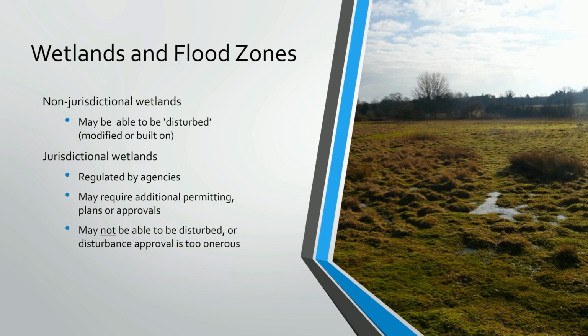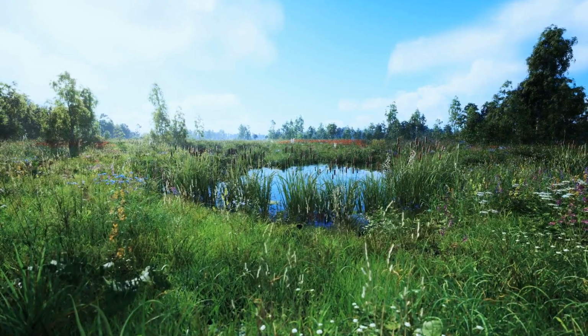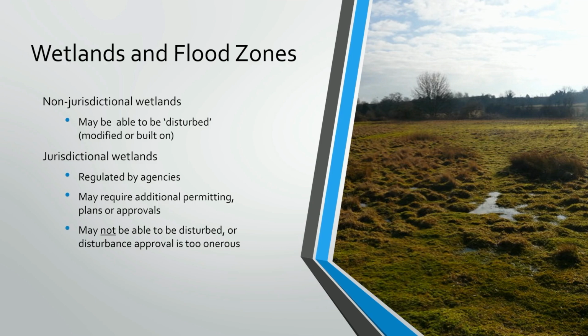Jurisdictional wetlands are regulated by an agency, which could be the state or could be the U.S. Army Corps of Engineers, which actually gets involved in wetlands of a surprisingly small size. These areas are more heavily regulated and require projects to adapt array footprints or limit clearing of vegetation.